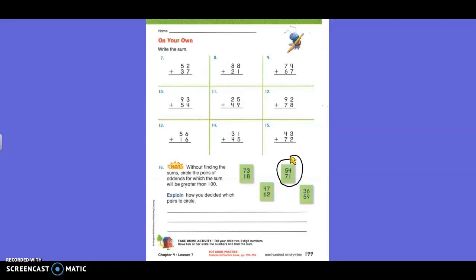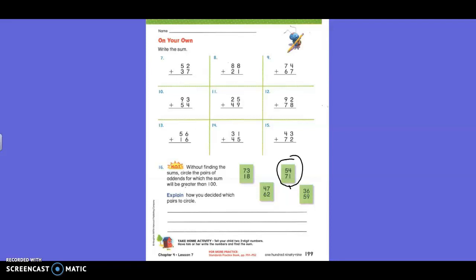Okay, so I think of 50. I know that 50 and 50 is 100, right? This is 54, which is more than 50, and this is 71, which is more than 50. If they're both more than 50, they have to be more than 100, don't they? Yeah. Are there other ones that are? No, there's not other ones that have both numbers more than 50.